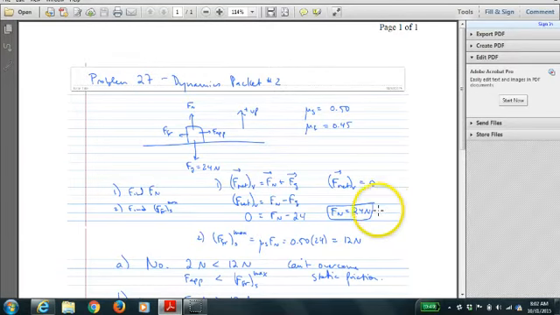Okay, no surprise there. And then you find the maximum static friction using this formula, mu s Fn. Plug in your numbers. Remember, mu s is 0.5. We just found Fn is 24, and you get 12 newtons.